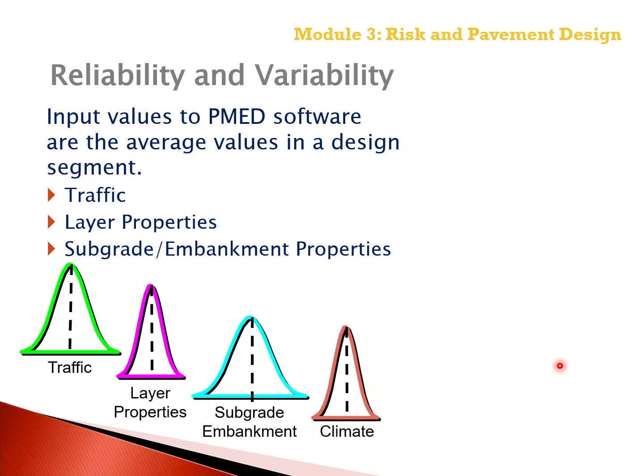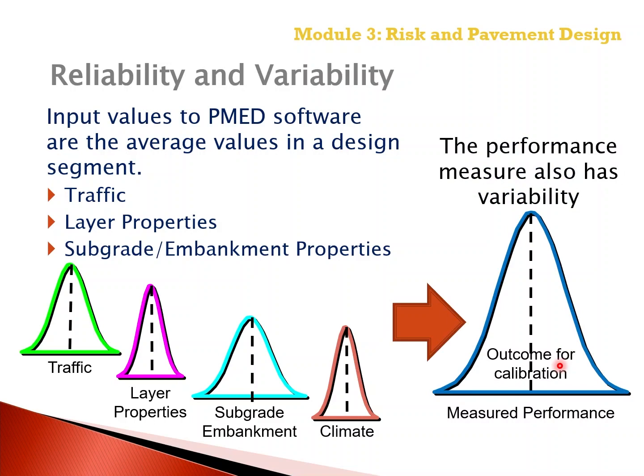So an important point that I've previously made is the average value estimated for each input variable is the input to the pavement ME design software for a design segment. So the user defines a design segment, and a user could have 1, 2, 3, or more design segments within a project. But once the design segments are set, then the average input values representing each segment is then determined. For traffic, the different layer properties, subgrade embankment properties, and so on. The same is true for the measurement of the performance indicators, and that's shown by this normalized distribution of measured values on this graph here.